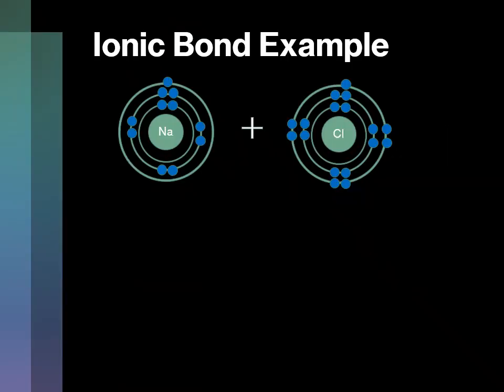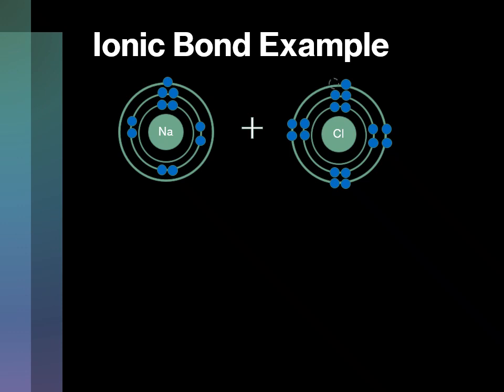Let's look at an example of an ionic bond. In this case, we're going to look at the formation of sodium chloride, which is standard table salt, the kind you put on your French fries. You'll see from looking at our two atoms here that sodium, with an atomic number of 11, has one valence electron, while chlorine, with an atomic number of 17, has 7 valence electrons, so needs one more.